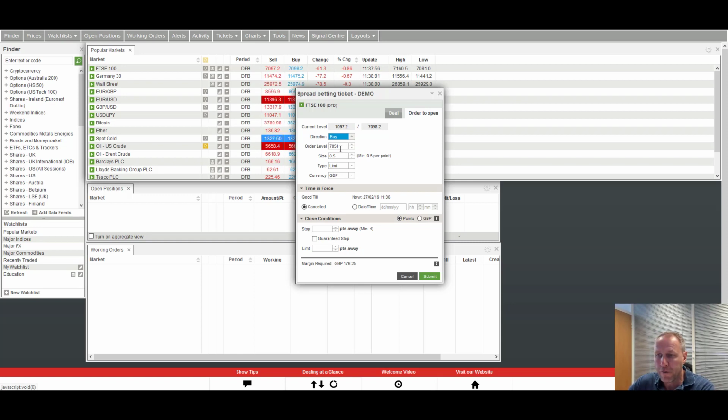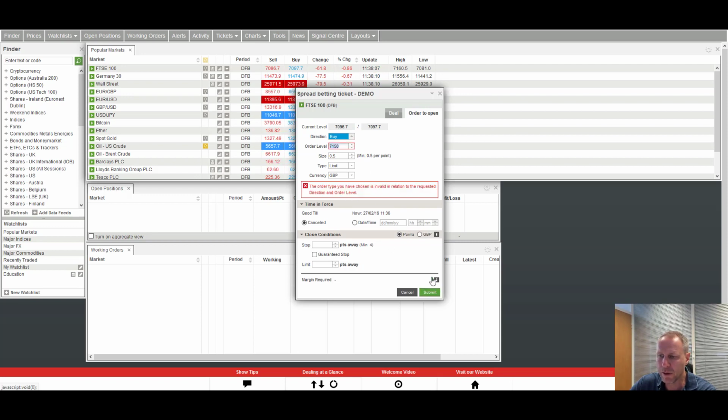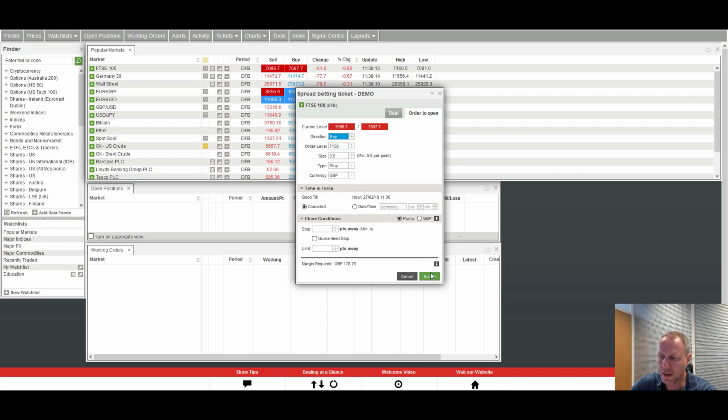If I want to go above the price, so let's go above now, 71.50. Now that's above the current price. This is a stop. If I have a limit in here, it won't accept the order. If I put a stop in here, it will accept the order, guys.